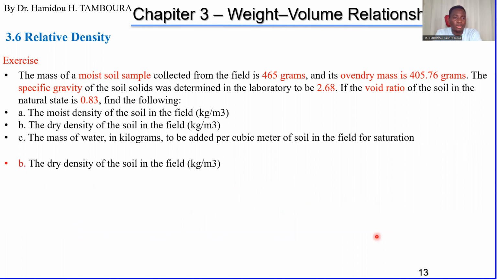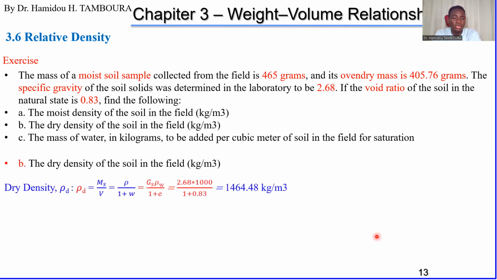And B now is about dry density. We have also this formula that gives us dry density by using just the specific gravity, the density of water, and the void ratio. We can obtain easily the dry density, which is 1,464.48 kilograms per cubic meter.